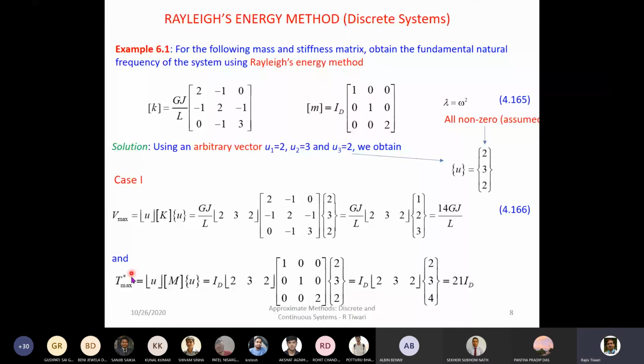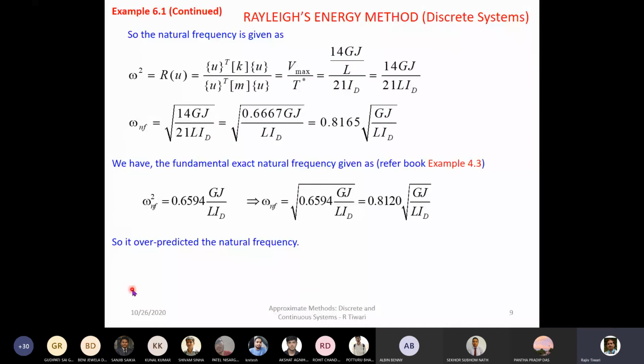Now we can obtain the ratio of that, so the ratio is Vmax over T max star. We obtain this, and if we simplify, we'll get this. If we take the square root of this, we'll get the natural frequency of the system, and if we simplify, this is the natural frequency of the system. Now, because this is a discrete system, we can check how close this approximated value is to the solution of the eigenvalue problem.